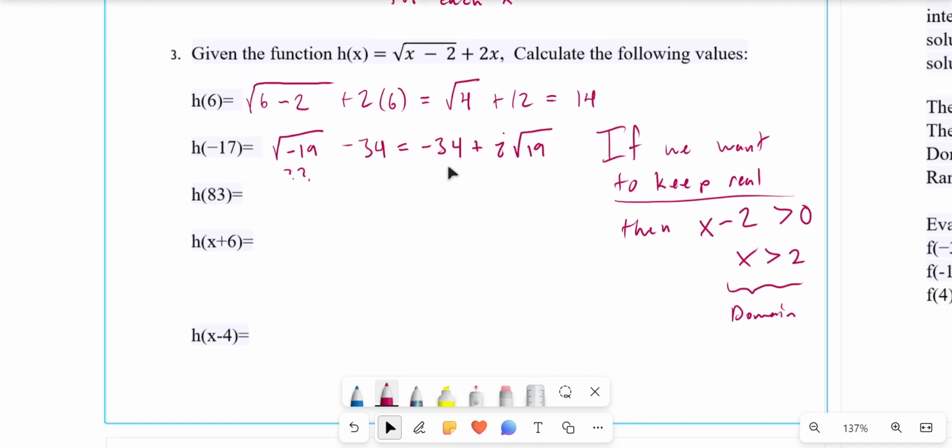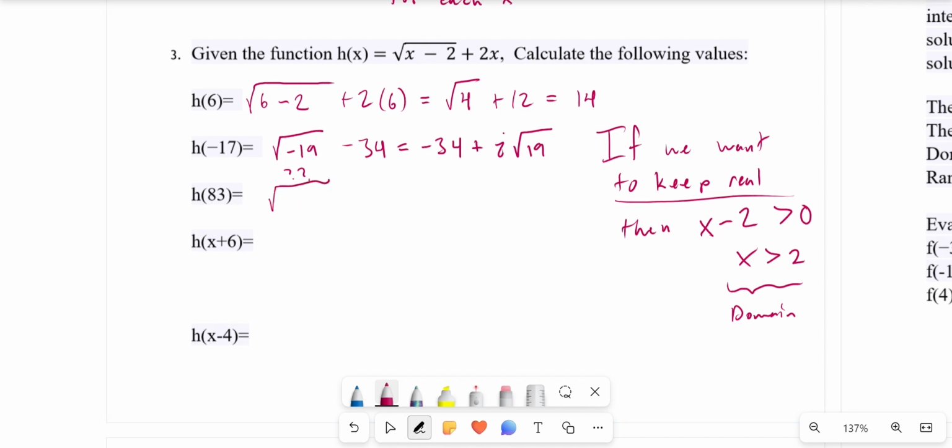What about 83? Well, what's the square root of 83 minus 2 plus 2 times 83? Square root of 81 is 9, plus 2 times 83 is 166. So this is going to be 175.